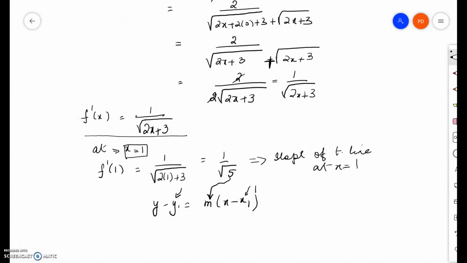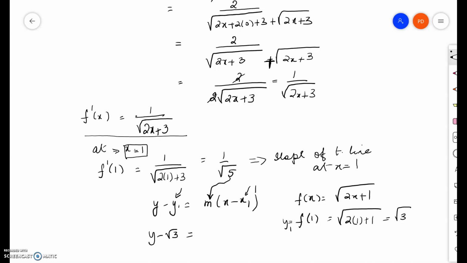So f of x is equal to radical 2x plus 3. So f of 1, we are trying to find the y at x equals 1. So that would be y1. We plug it into the original function, not the derivative, remember, because it's a point on the actual function that we're trying to evaluate. So 2 plus 3, which is radical 5. Wait, so y minus radical 5 is equal to 1 over radical 5 times x minus 1.